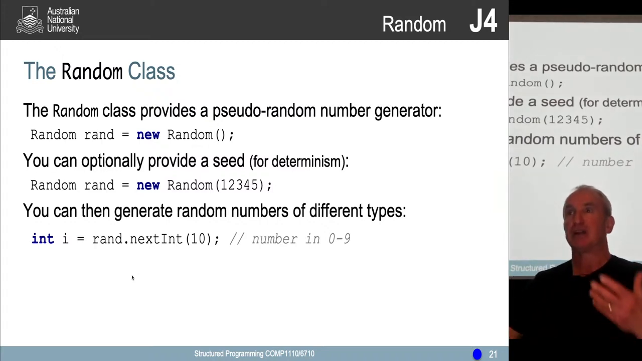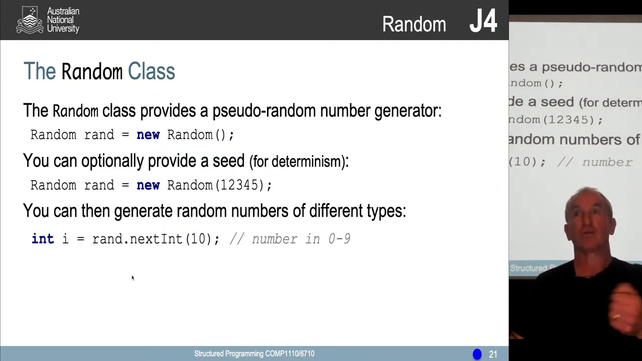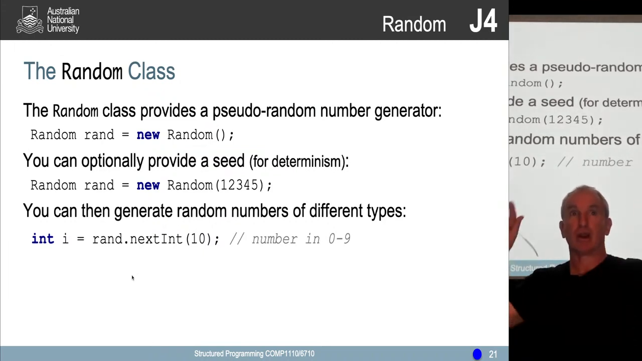And a random number generator will help us to do that. Imagine you're playing a dice game. You can use a random number generator to give you a value between 1 and 6, which is a dice. Or flip a coin, give you a boolean, which is random, okay?